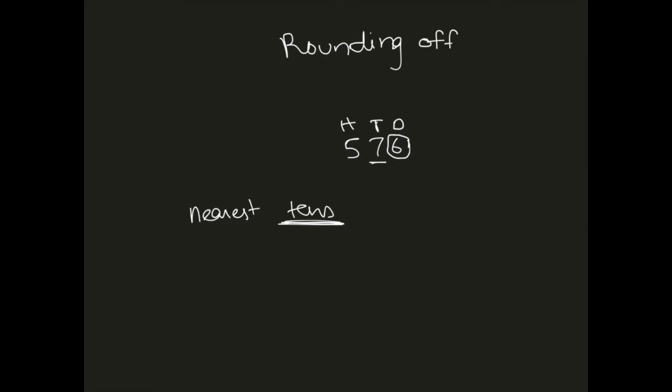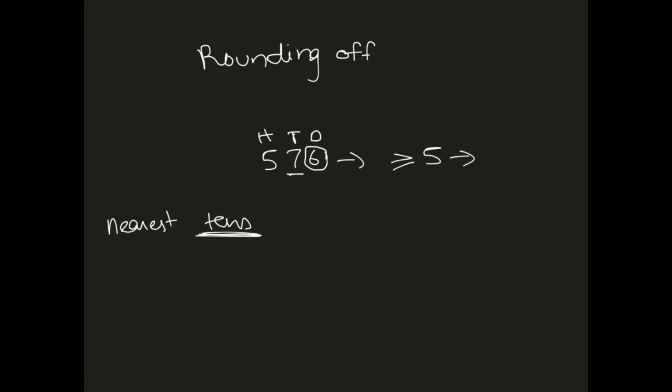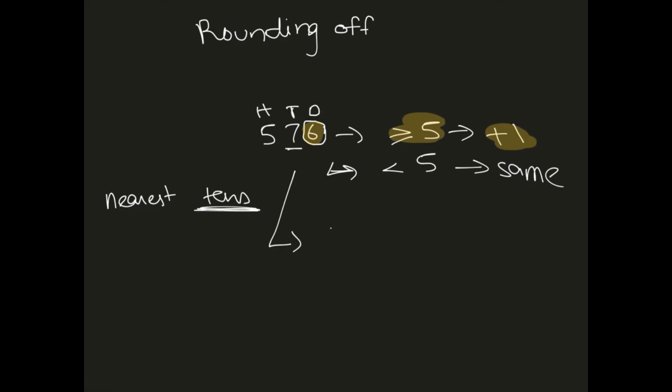Now if the number on the right hand side of the underlined number is more than or equal to 5, then you add 1 to the underlined number. And if this number is less than 5, then the underlined number remains the same. Because this circled number is more than 5, we add 1 to the underlined number. So 5 remains the same. Anything on the left hand side of the underlined number remains the same.